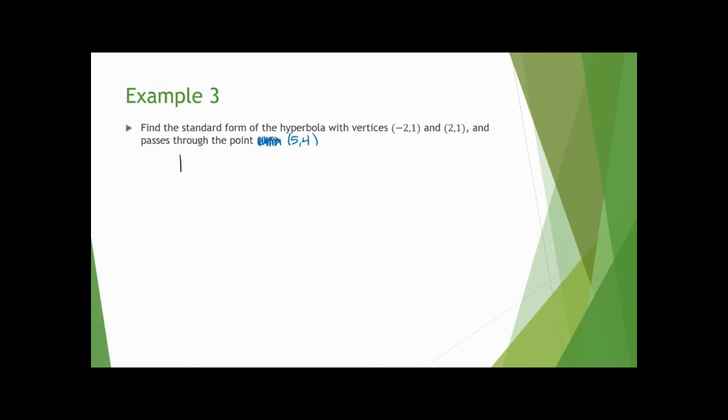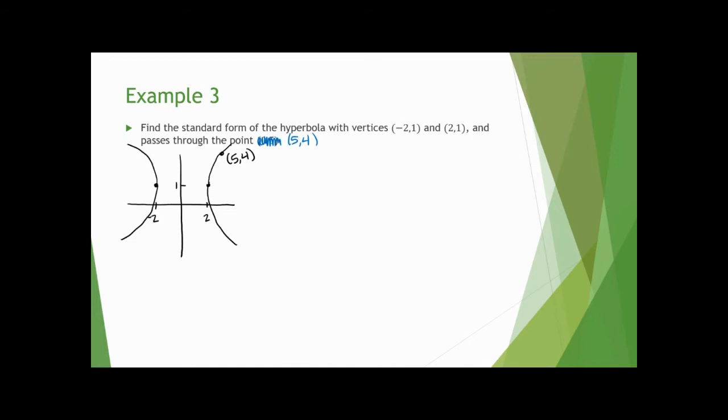So I'm going to draw my picture and draw where my vertices are. So I have a vertex at (-2, 1) and at (2, 1). So those are horizontally aligned. So that means this is a horizontal hyperbola. So I have those 2 points labeled, and then it also goes through (5, 4). So that is another point that is on our hyperbola.